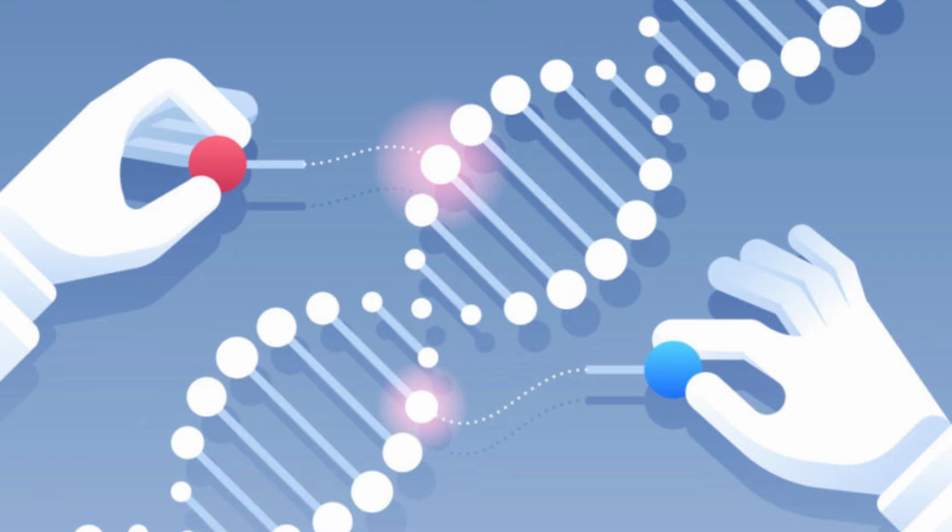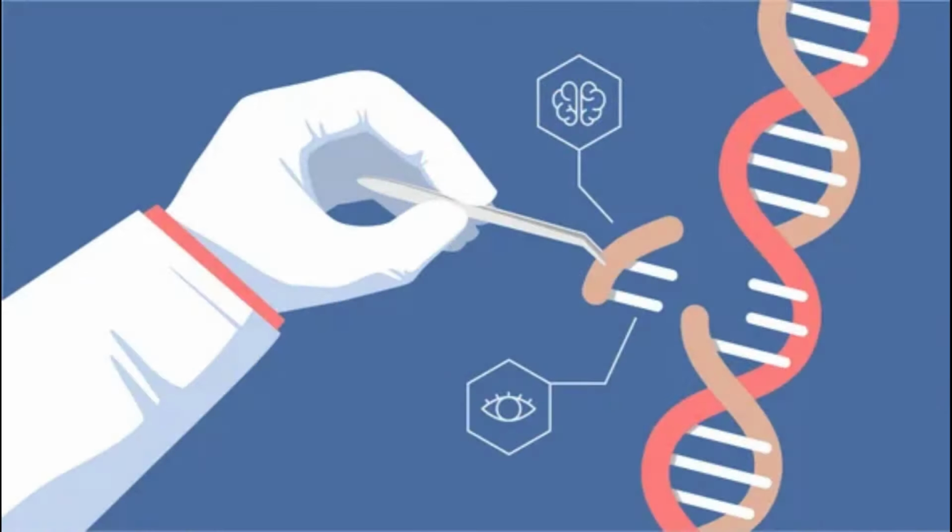HDR: this repair mechanism uses an exogenously provided DNA template as a guide to repair the cut DNA. It can be utilized to insert specific sequences or correct mutations with high precision. However, HDR is less efficient than NHEJ. Applications: gene editing has a wide range of applications.